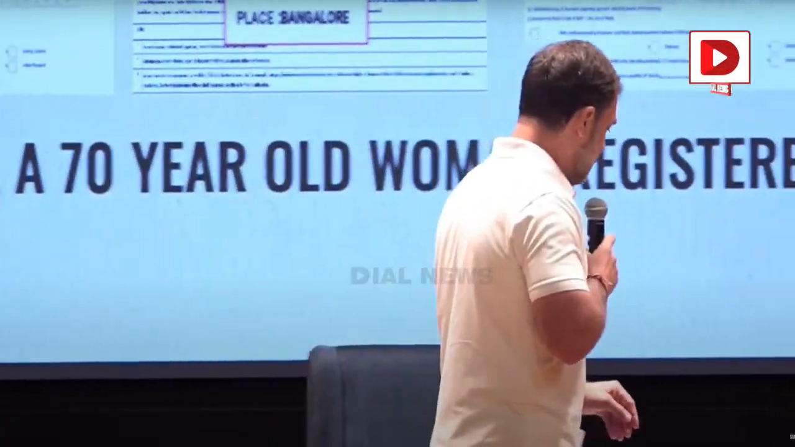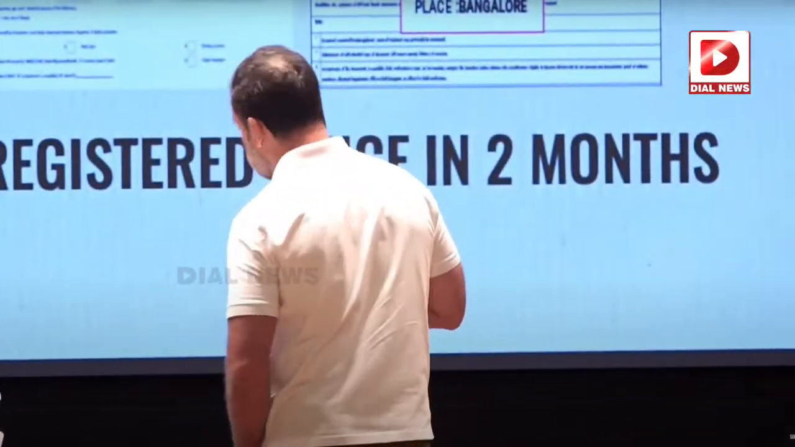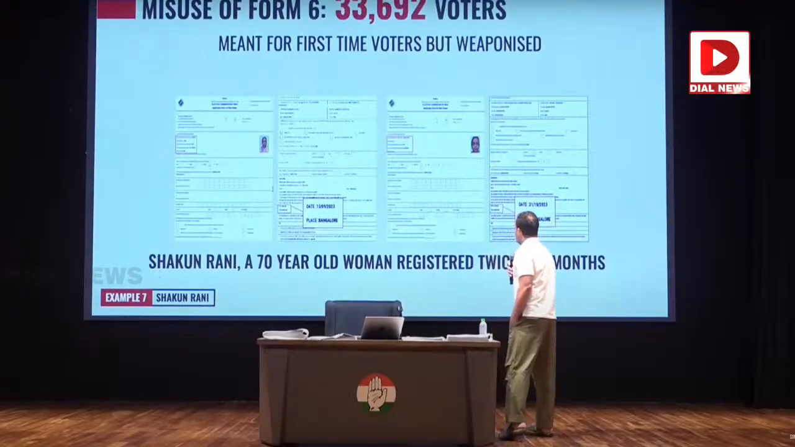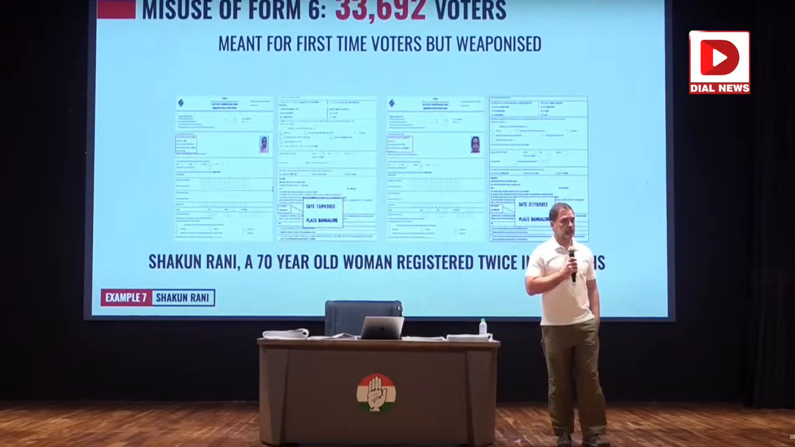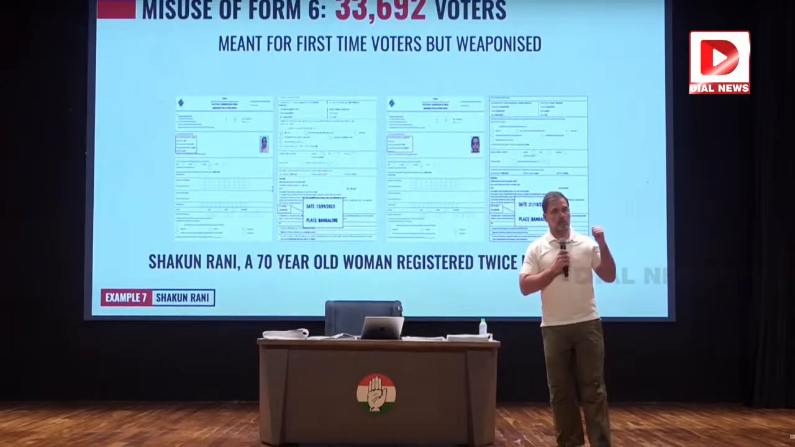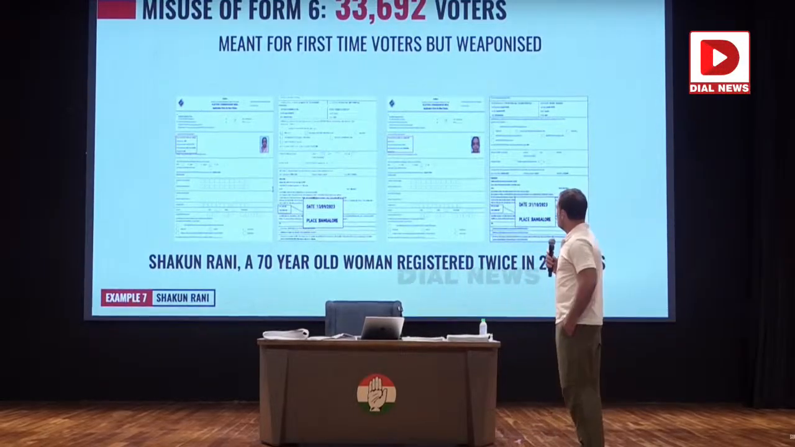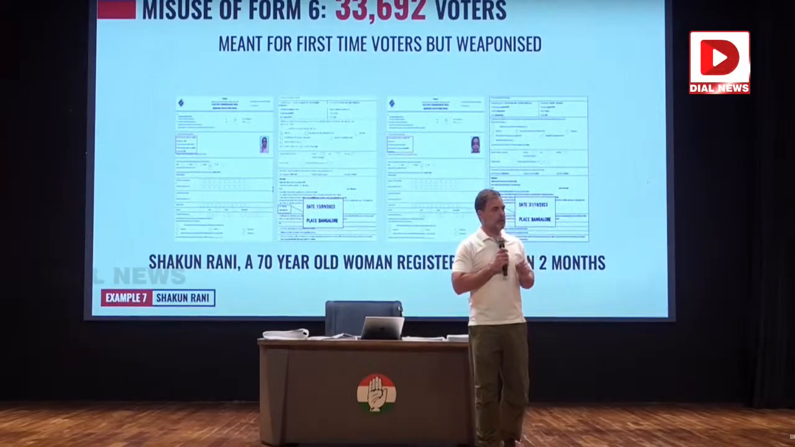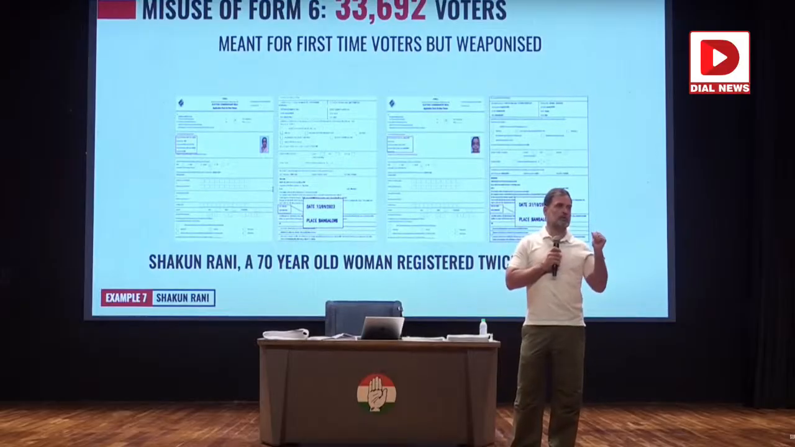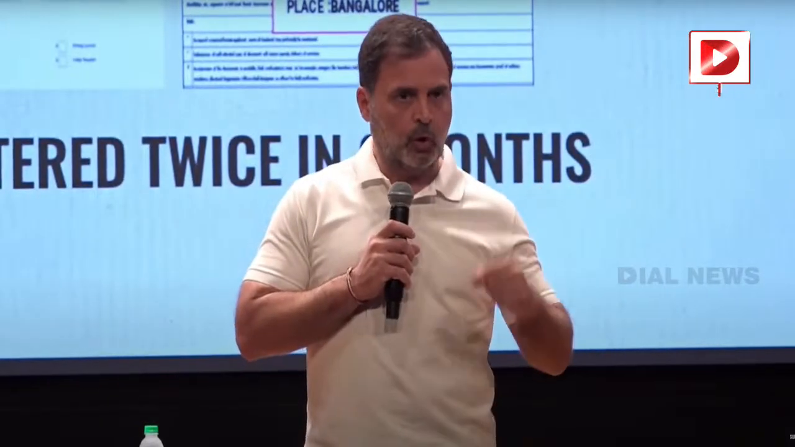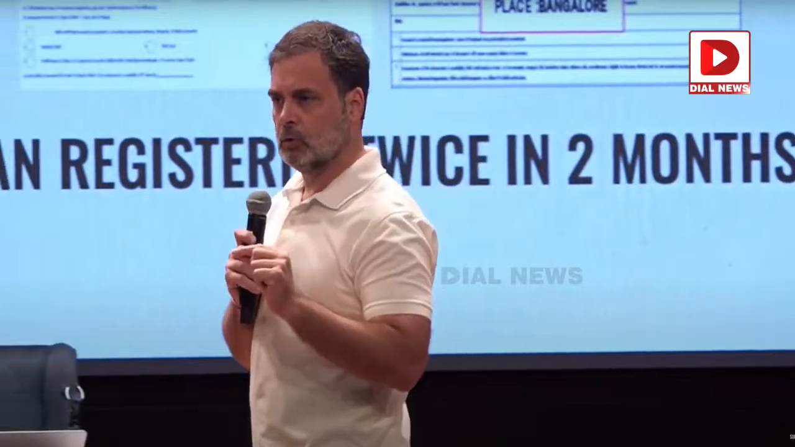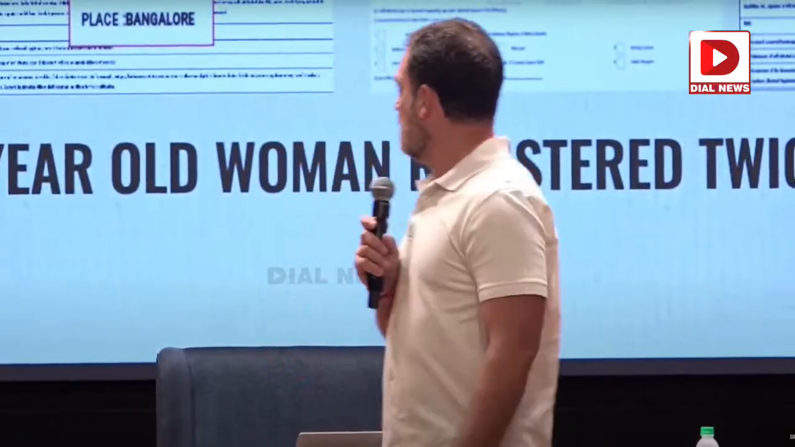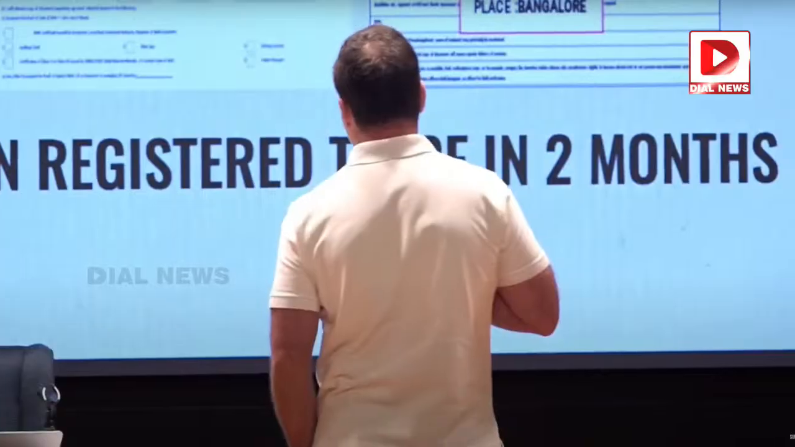So there is something called Form 6. 33,692 voters are registered here. This basically is anybody who wants to vote for the first time can use this list, Form 6. So you get into the Form 6, and then your name goes into the voter list. There's a lady called Shakun Rani, 70-year-old.